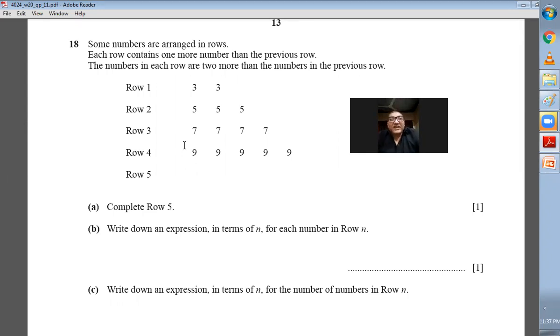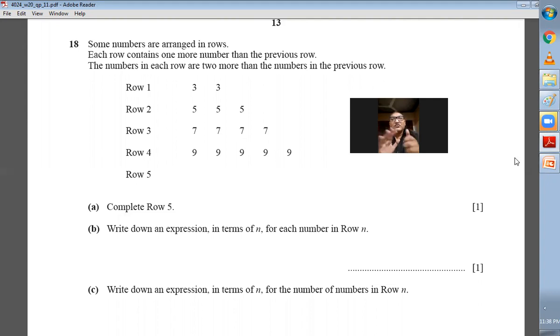So the row number is 5. So here you can see how many. 3 plus 2 will be 5, 5 plus 2 will be 7, 7 plus 2 will be 9. So 9 plus 2 will be 11. So I will write here 11. But how many times do I have to write 11? You see, in row 4, he wrote 5 times. In row 3, he wrote 4 times. In row number 2, he wrote 3 times. And row number 1, he wrote 2 times. So in row number 5, I should write it 6 times. So 6 times I will write 11.